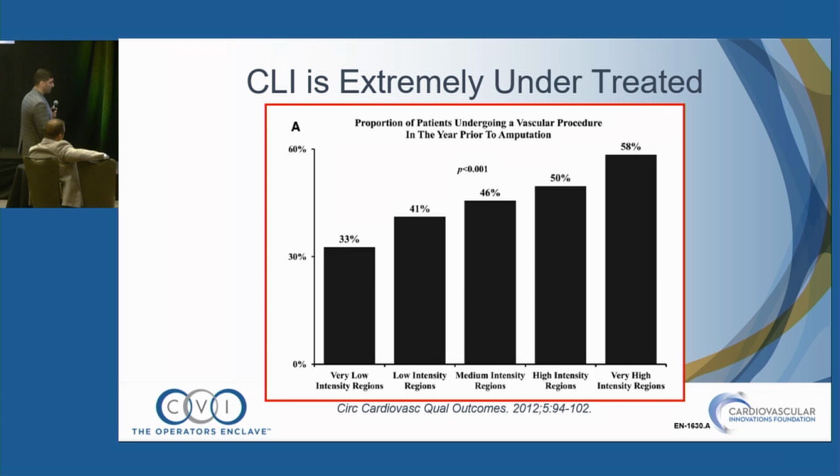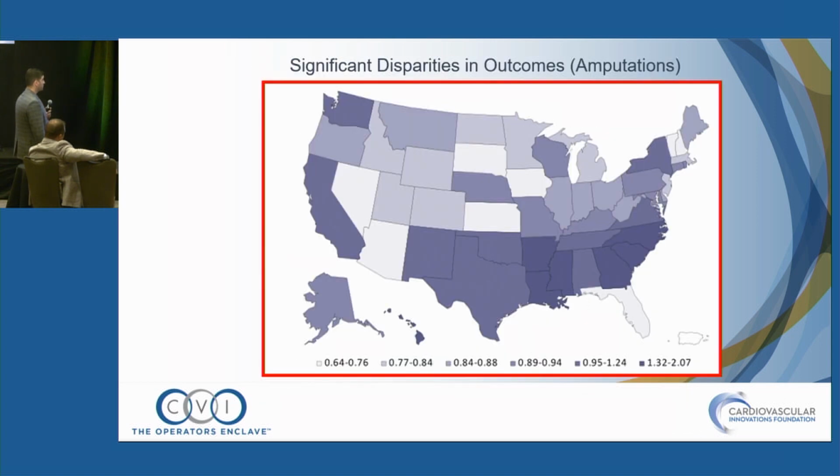So this background is to remind everybody that CLI is extremely undertreated, even in the high-intensity regions where you're supposed to have good care and multiple specialties. 40% of these people don't undergo any vascular procedure in the year prior to amputation, and in low-intensity areas it's even worse. Almost two-thirds of these patients don't even get an angiogram or any type of revasc attempt in the year prior to amputation. This shows the significant disparities in outcomes like amputation across the United States.